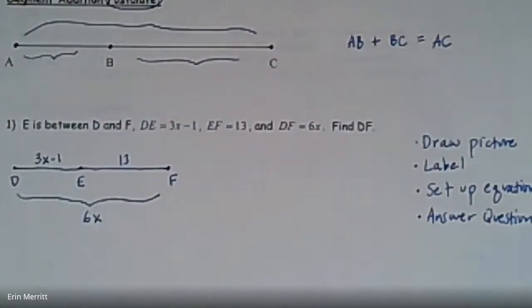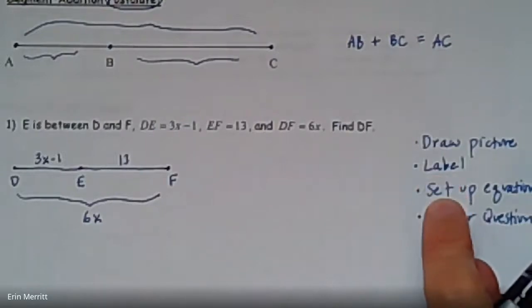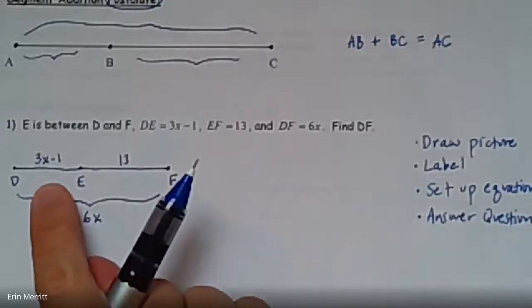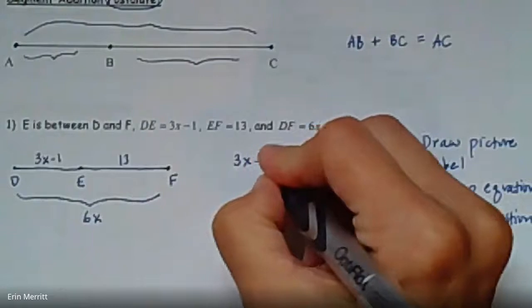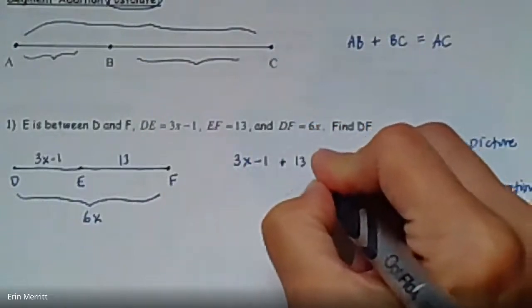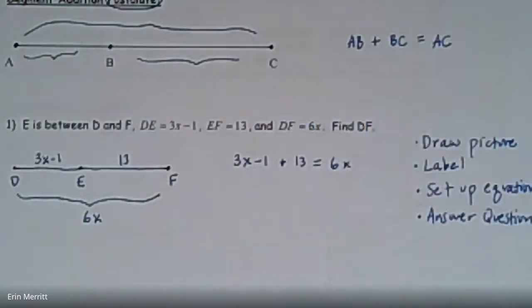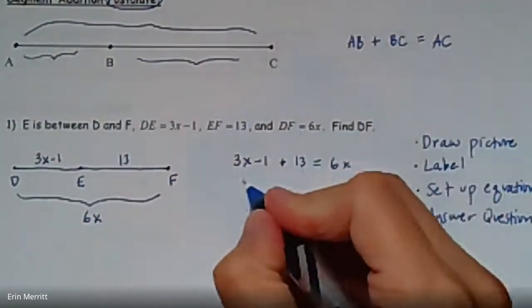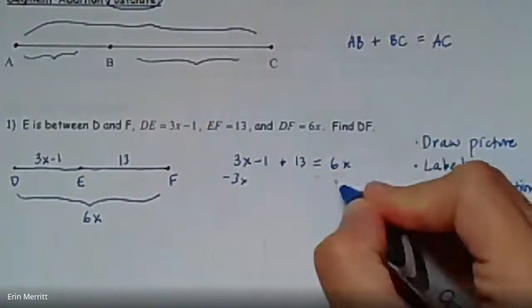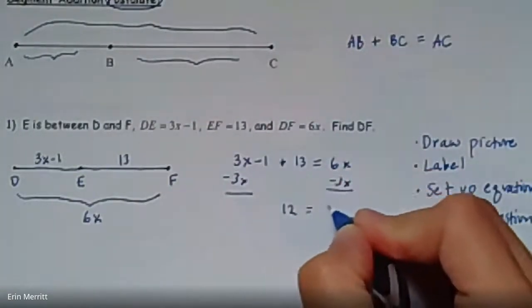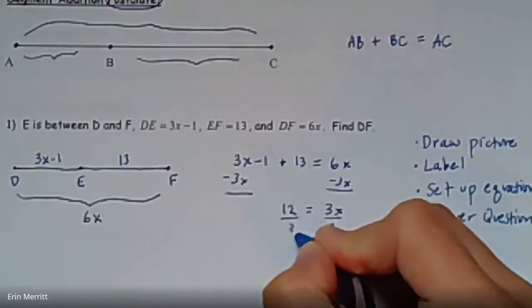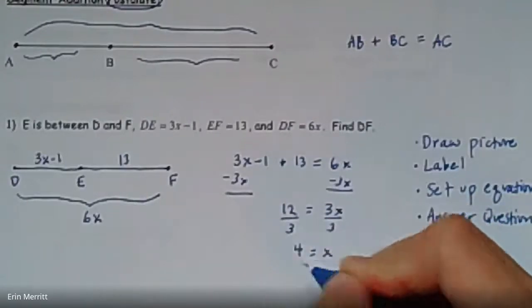All right. To find the length of DF, we next need to set up an equation. Using the segment addition postulate, if we add segment DE plus EF, we'll get the whole thing. So 3x minus 1 plus 13 should be equal to 6x. Easy. And now when I say set up the equation, of course, we mean solve it. So let's move some things around. We can subtract 3x. We can combine these two so that we get 12. And we land at x equals 4.